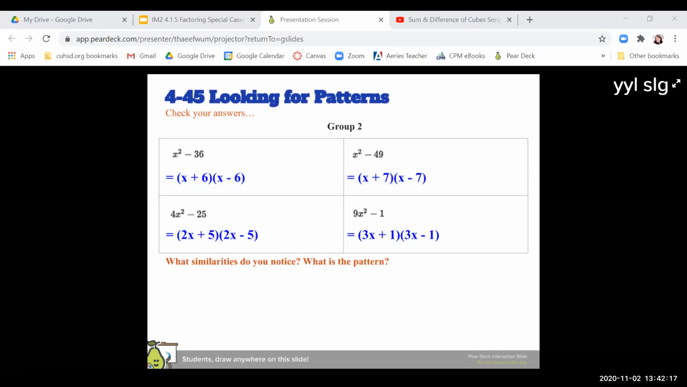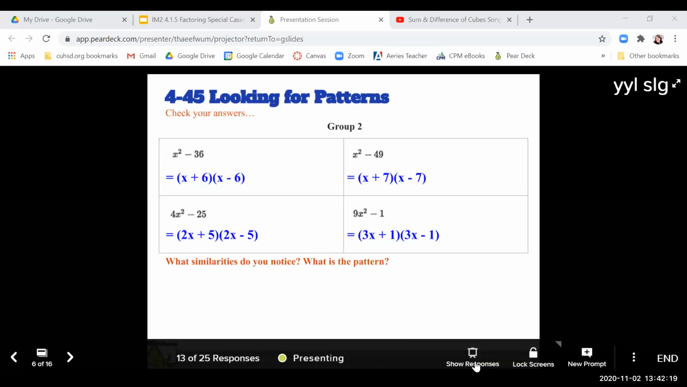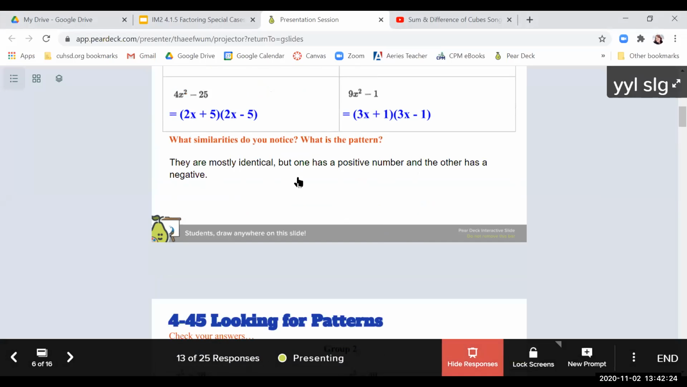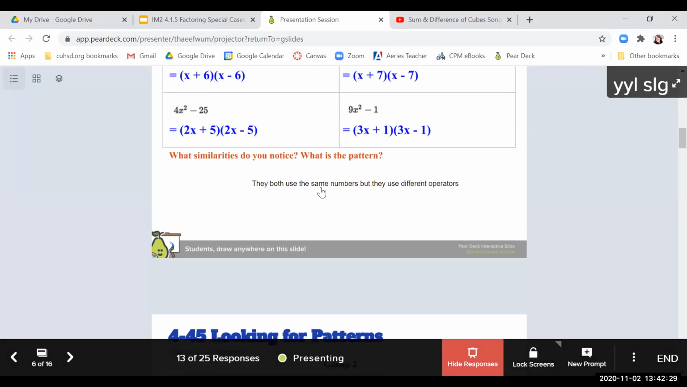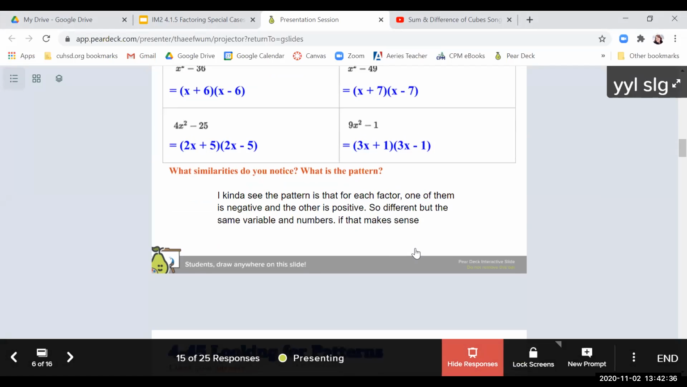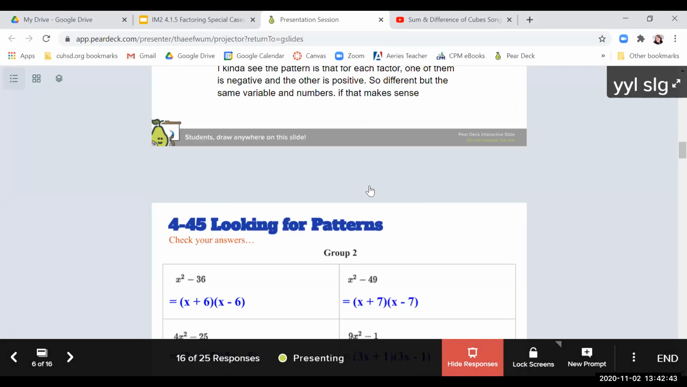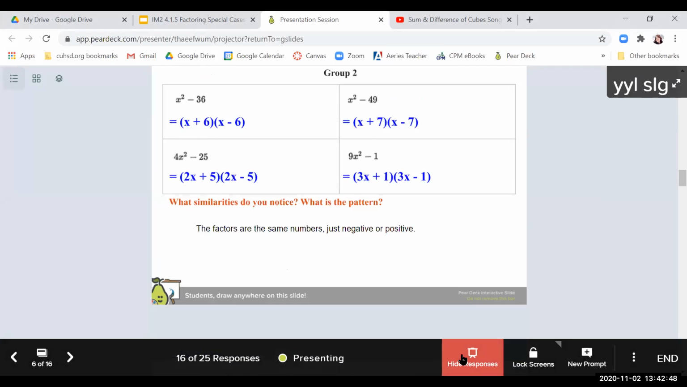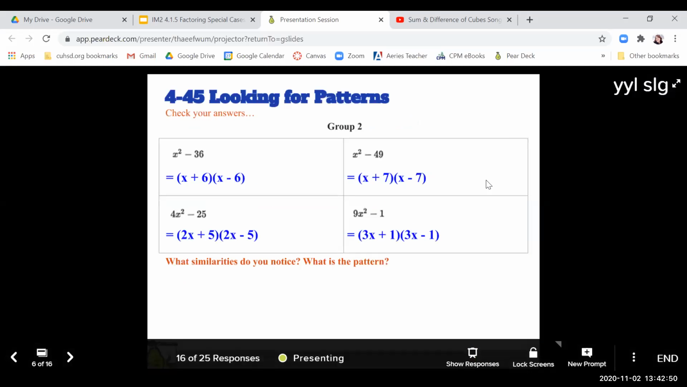All right, so what I'm seeing from the class is responses like they are mostly identical, but one has a positive number and the other has a negative. They both use the same numbers, but they use different operators. Okay, yeah, plus or minus. I kind of see the pattern for each. One of them is negative, the other is positive. Yeah, yes, that makes sense. All right, so hopefully that was the idea that you had looking at these, and that's absolutely right.